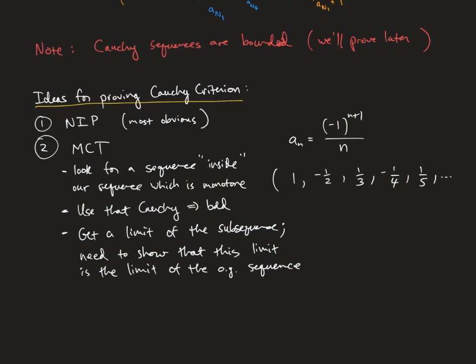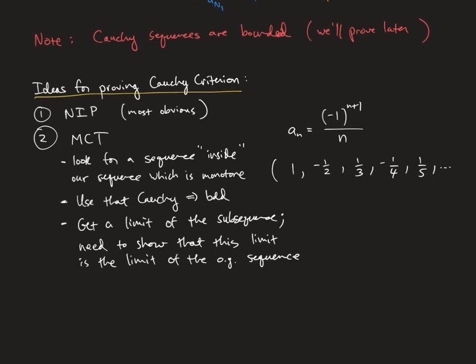Okay, so that would be a natural progression of ideas there. Your initial idea is to try to use the monotone convergence theorem. The obvious problem is that Cauchy sequences don't have to be monotone, but you look inside your sequence for a monotone sequence, extract the limit of that from the fact that Cauchy sequences are bounded, and then use that limit of that subsequence and try to show that it is the limit of the original sequence. Okay, so this sort of brings up a fact.